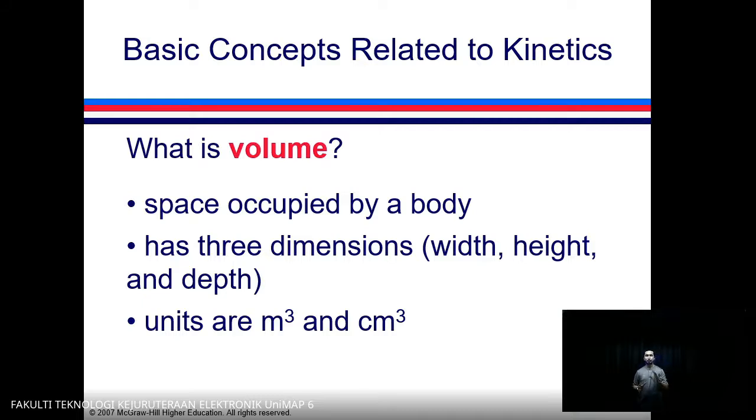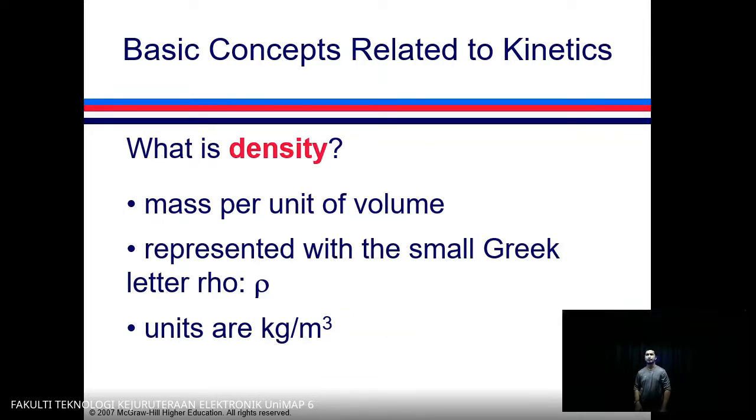Kena tahu because in the question somehow the question didn't give you any SI unit. The value is not in SI unit. So you need to convert that unit into SI unit. Then we have density. What is density? Density is mass per unit of volume, represented with the letter rho. Rho macam huruf P, like the small p, but we call it rho. So rho is density. The units are in kg per meter cube. Okay, mass per volume.